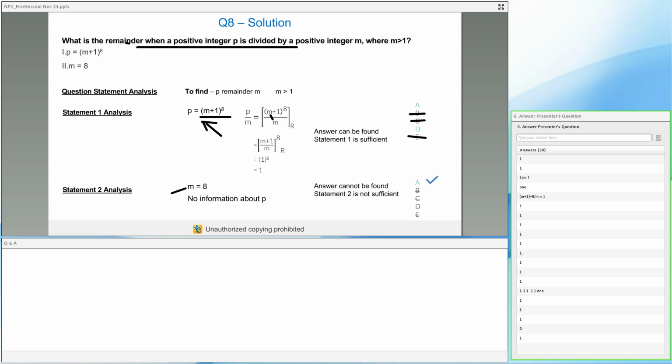Now somebody is asking about 1 by m. That's what I'm asking. For some of you it might be difficult to visualize what 1 by m is. But if I ask you, what is the remainder when 1 is divided by 7? What will be your answer? 1 divided by 7.